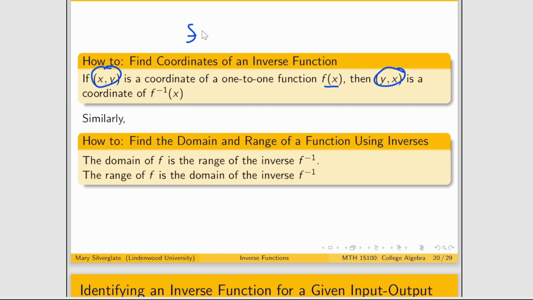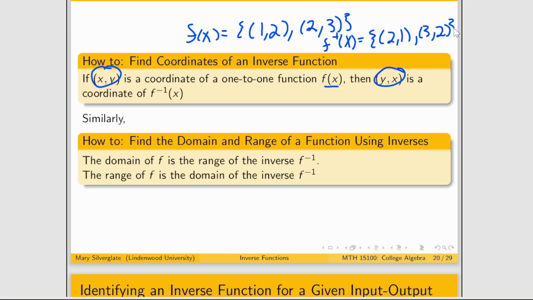So for example, if I just told you that the function consisted of nothing but the points 1, 2, and 2, 3, that would mean your inverse function consisted of nothing but the points 2, 1, and 3, 2. Just literally flip-flopping x and y. And similarly, the domain of that original would have been 1 and 2, and the range would have been 2 and 3. So then on this inverse, the domain is 2 and 3, and the range is 1 and 2.